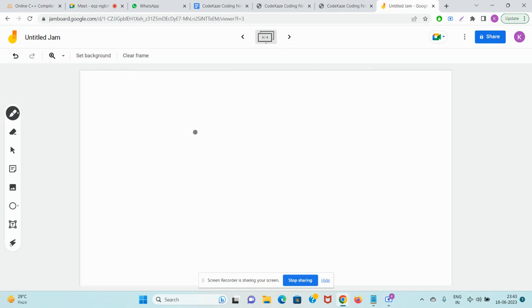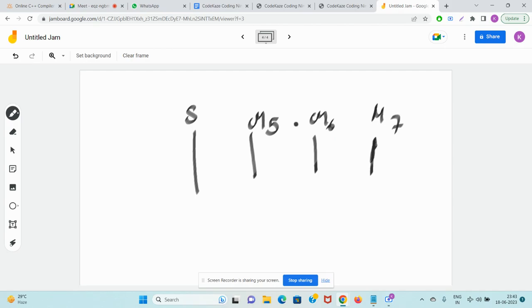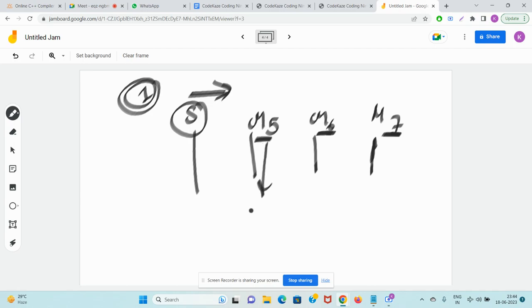If I am a soldier S, okay, this is M5, this is M6, this is M7. So if you shoot an arrow like this, the soldier can use the arrow only one time in his life. If he hits an arrow in the right direction, the strength of M5 will be affected, M6 also, M7 also. So what will the strength become? Whatever M5's strength was, it will become M5 - 2.